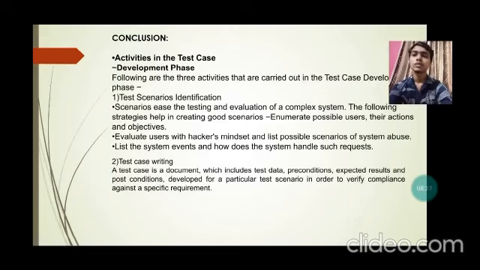Enumerate possible users, their actions and objectives. Evaluate users with a hacker's mindset and list possible scenarios of system abuse. List the system events and how the system handles such requests. Second, test case writing. A test case is a document which includes test data, preconditions, expected results and post conditions developed for a particular test scenario in order to verify compliance against a specific requirement.